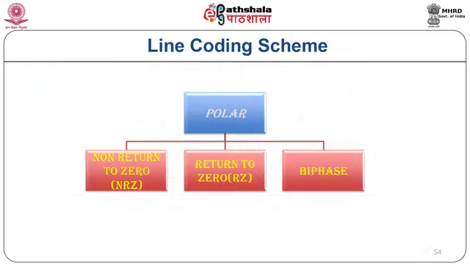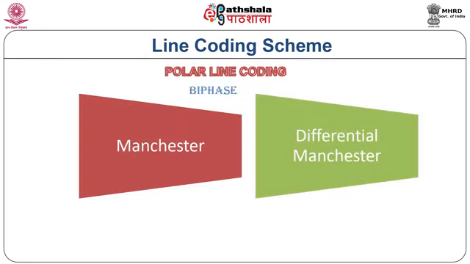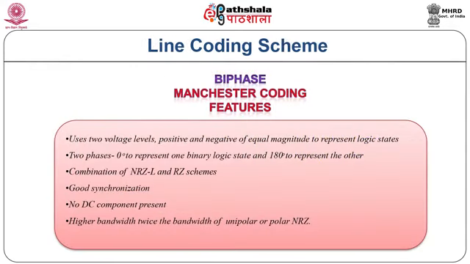As shown in figure, the next type of polar line coding scheme is biphase encoding. It is a phase encoded code. As we can see from the figure, there are two types of biphase encoding schemes, Manchester and differential Manchester. Let us now understand the features of Manchester coding.